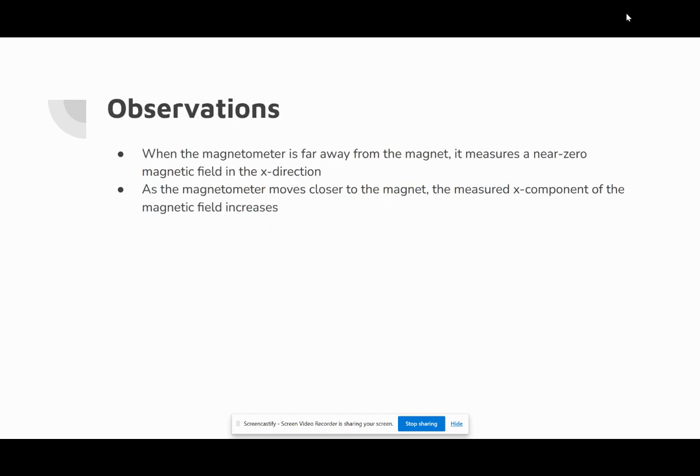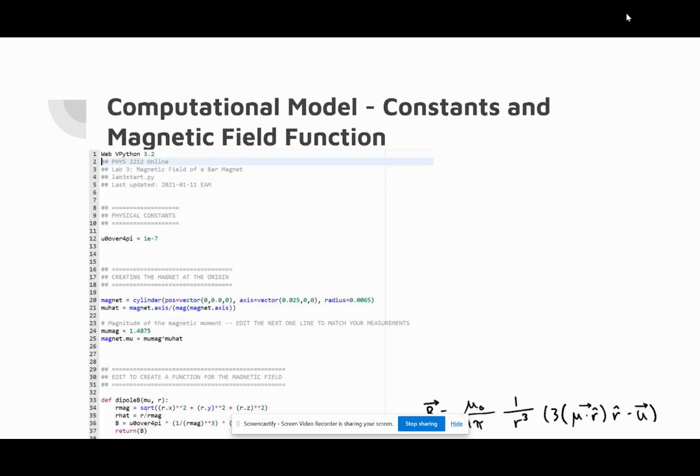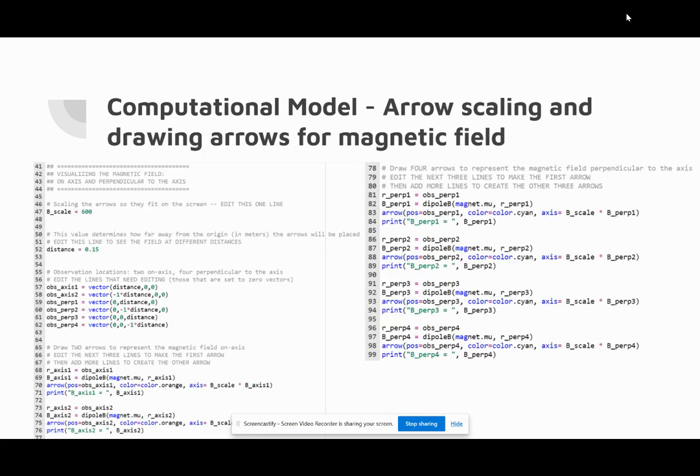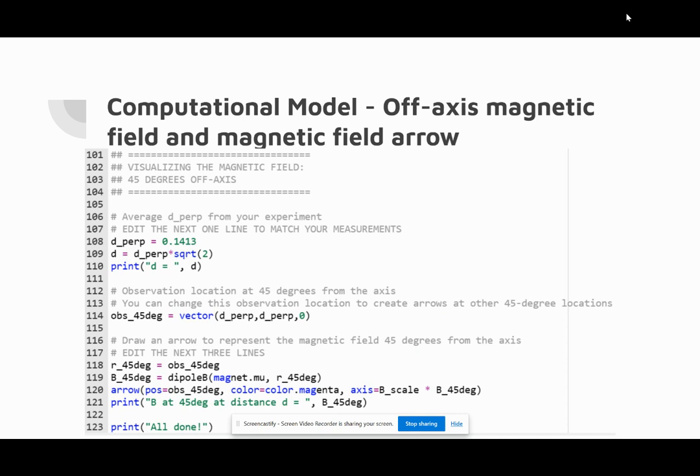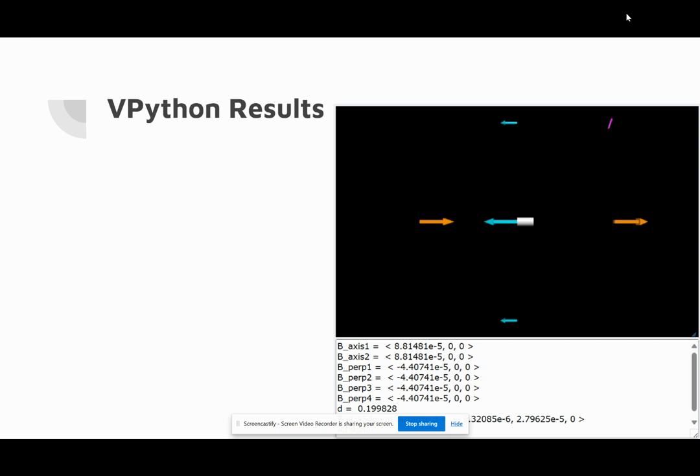Some of our observations were that when the magnetometer is far away from the magnet, it measures a near zero magnetic field in the x direction. As the magnetometer moves closer to the magnet, the measured x component of the magnetic field increases. So for our computational model, we have our constants in our magnetic field function that we established. And then here's where we dealt with our arrow scaling and drawing arrows for the magnetic field. And then in the final part, we created the off-axis magnetic field and magnetic field arrow. And here's what the VPython result was.